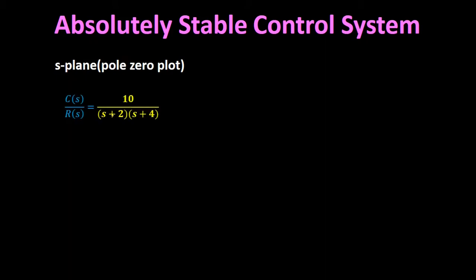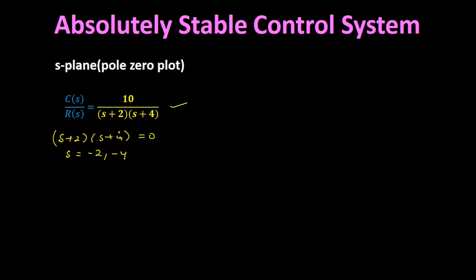Here the first example is the overall transfer function of a system, C(s) by R(s) is equal to 10 divided by (s plus 2) into (s plus 4). It is the same example. If we find out the poles of the system, we just have to equate the denominator of this transfer function, that is (s plus 2) into (s plus 4), equal to 0. Then the roots of the transfer function we will get are minus 2 and minus 4. That means these are the poles of this transfer function.